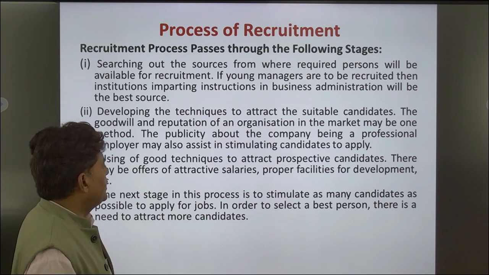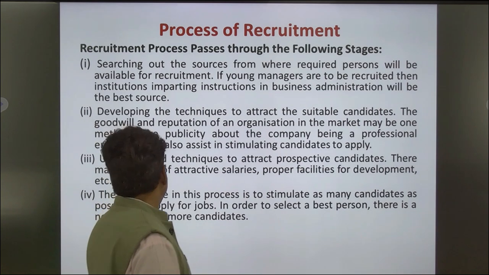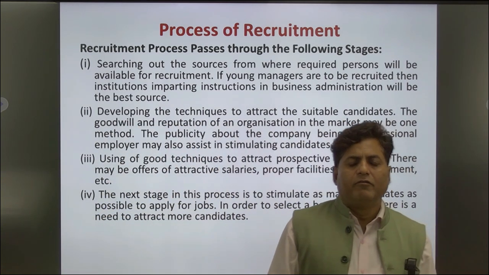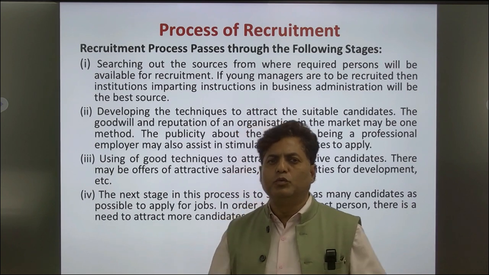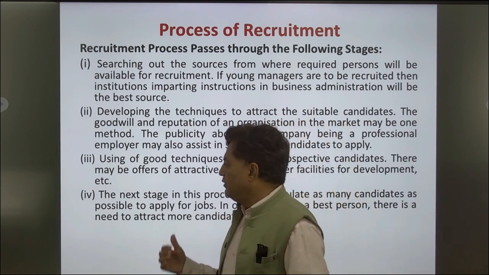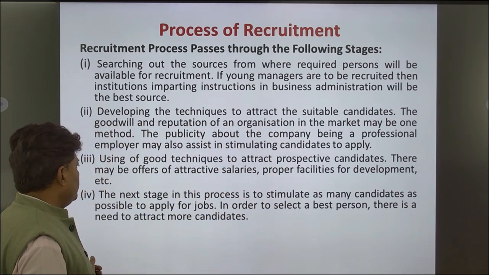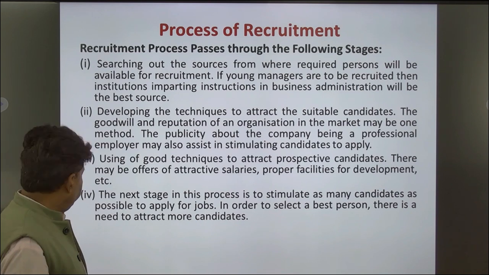In order to select the best person, there is a need to attract more candidates. In the next stage, we try to stimulate more and more people to apply for the job, which can provide you a better situation, a better position, in which you can choose the best employees and they can provide better results.